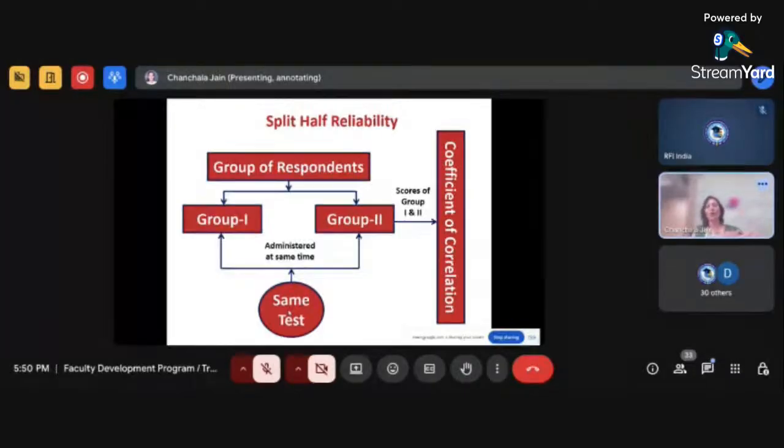Now you will collect their scores, and then you will get the value of the coefficient of correlation. Again, you can see the group of respondents is divided into two groups, but this time you're not dividing your questionnaire. So two groups provide you two series of scores, and you will find the coefficient of correlation between them. If this value comes again 0.7 and above, you will declare your scale a reliable scale as per the split half reliability. So this is the third method of testing the reliability of the scale. I hope I'm clear on the third point.